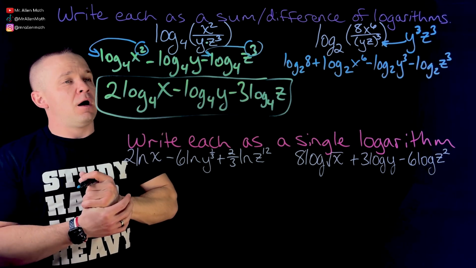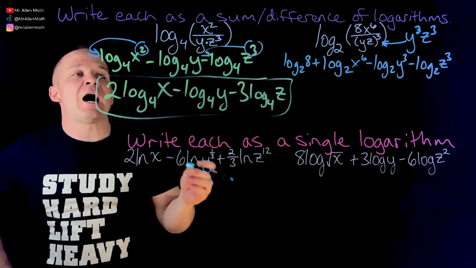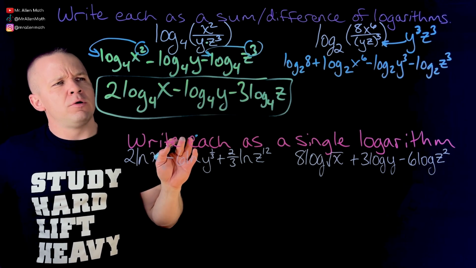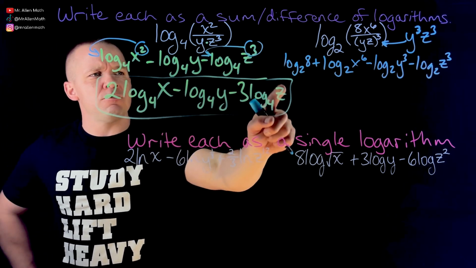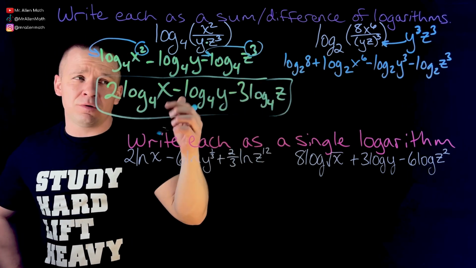I'm not done. Log base 2 of 8. This is where I was talking about you can evaluate if possible. Actually, we'll do that right now. 2 to what power gives me 8? That's how you evaluate a logarithm in your brain, okay? 2 to what power gives me 8? 2 to the 3rd gives me 8.